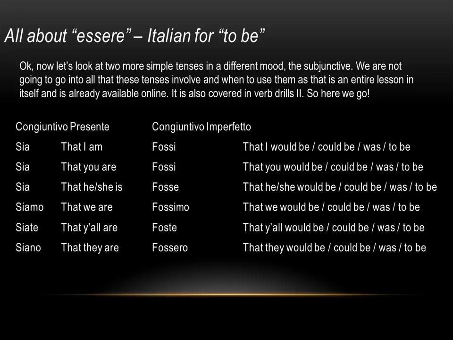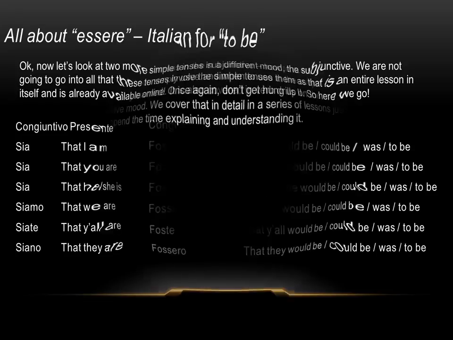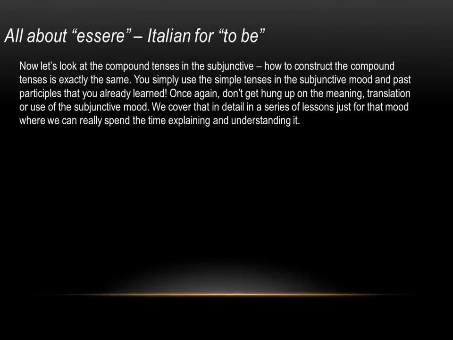Once again, not going to get into that. You can find that in another lesson. And from now on, I'll just use the first section of that. Fossi, that you would be. Fosse, that he, she would be. Fossimo, that we would be. Foste, that y'all would be. And fossero, that they would be. Now, once again, if you memorize these two simple tenses, it'll be everything you need with the past participle for these tenses. It's the exact same thing that we covered before in the earlier tenses.